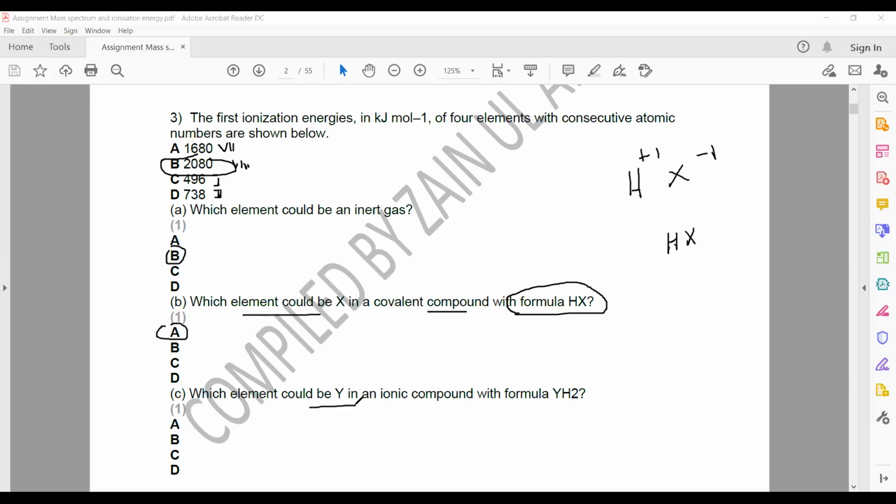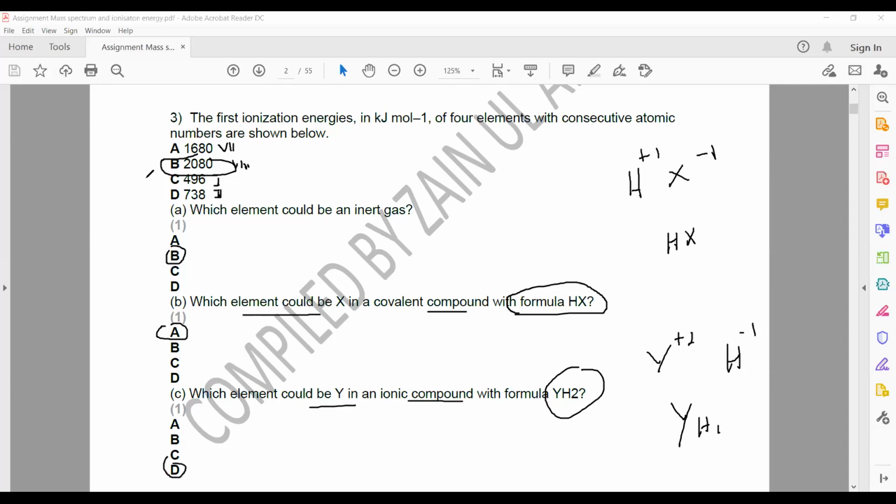Which element could be Y, forming an ionic compound with the formula YH2? It means Y should have a valency of +2. Valency +2 means a group 2 metal. Which one is group 2? So that's D.